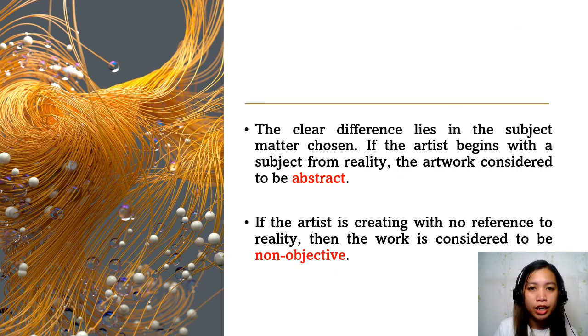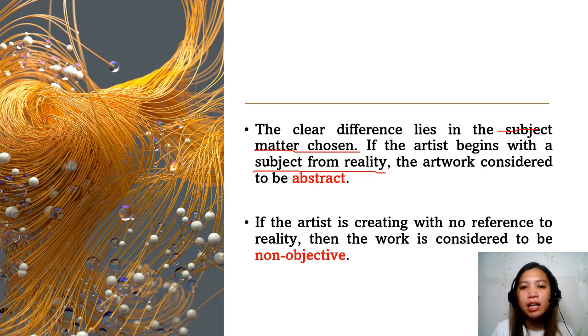Oftentimes, there is a confusion between abstract art and non-objective or non-representational art. So now let's see what the differences between the two are. The clear difference lies in the subject matter chosen. We need to look at the subject matter: who or what is the subject of the painting? If the artist begins with a subject from reality, the artwork is considered to be abstract.